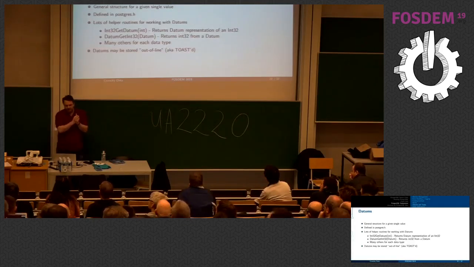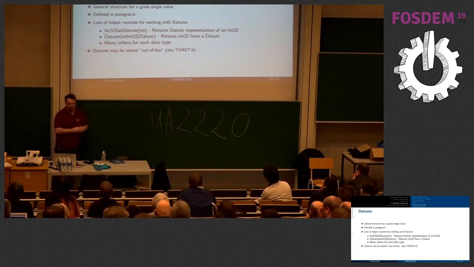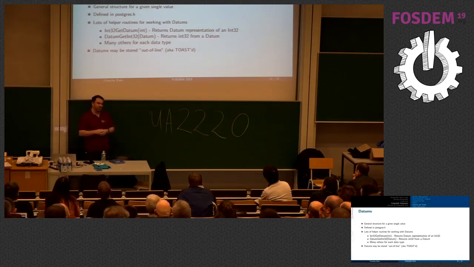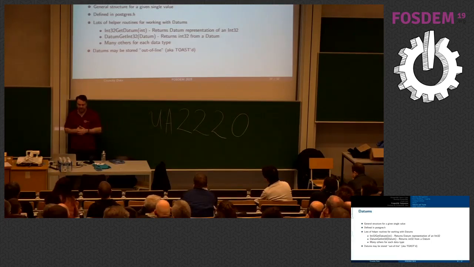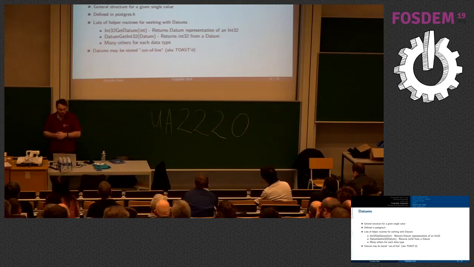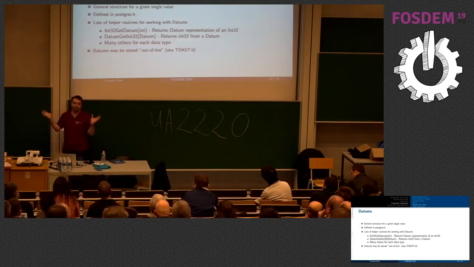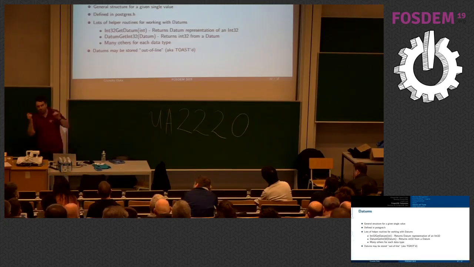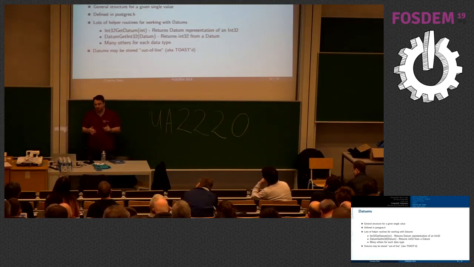All right, datum. So inside of Postgres, we have this thing called datums. That's basically a structure for a single value. And you can convert these back and forth between C items and Postgres datum. So Int32GetDatum or DatumGetInt32, for example. Note that datums can be out of line. Postgres will sometimes toast things. If a single value is large enough, we'll toast it, and that means we'll compress it and we'll store it out of line. So you have to be aware of that when you're working with datums.